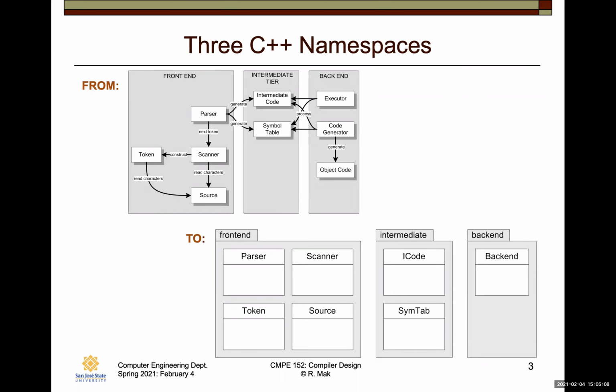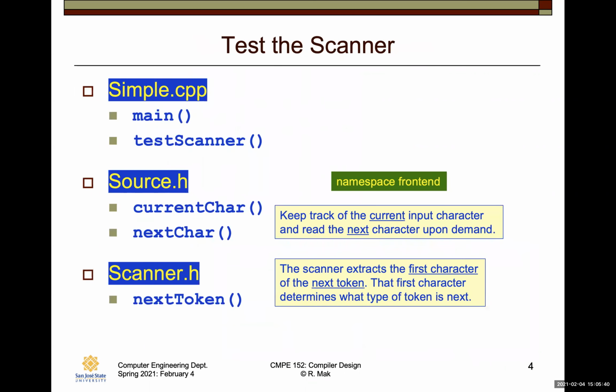Okay, because a compiler is such a large, complex program, we really have to practice good software engineering practices. And one practice, of course, is to break everything up into manageable portions. And so here we have these 3 tiers and the 3 corresponding namespaces and the various classes that are contained in each of the namespaces. All right, so that's kind of where we left things off.